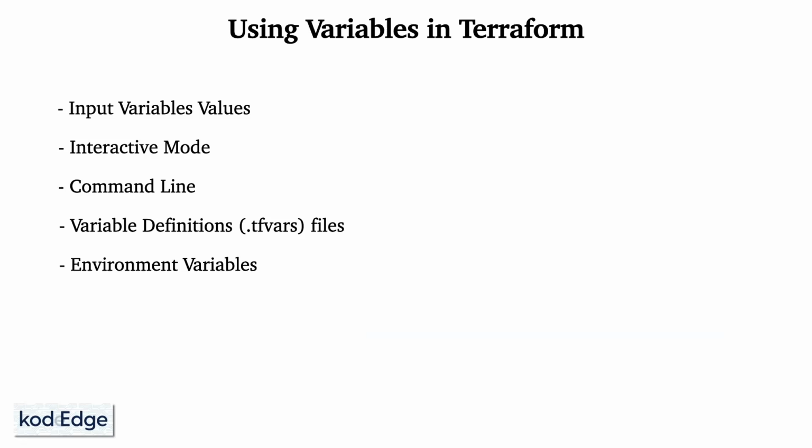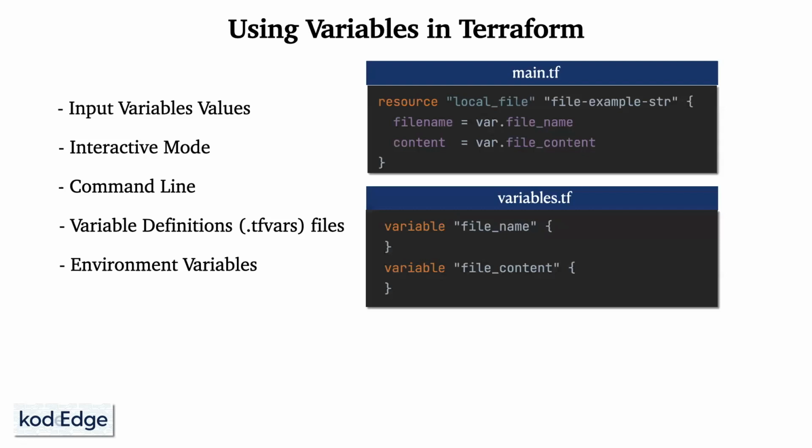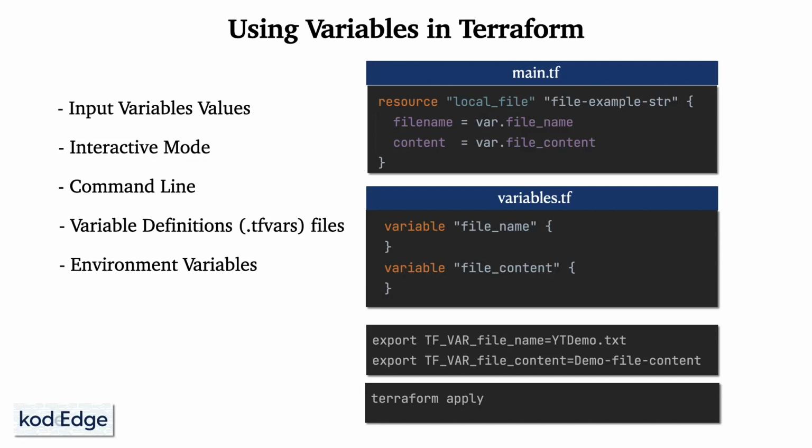And the last is using environment variable. So taking our same example here, if you want to provide these variables in the form of environment variables, you can make use of TF_VAR_ followed by the name of the declared variable like this. In this example, TF_VAR_filename sets the value of variable called filename to the value ytdemo.txt like this. And when you run Terraform apply command, this value will get assigned and used in the configuration.